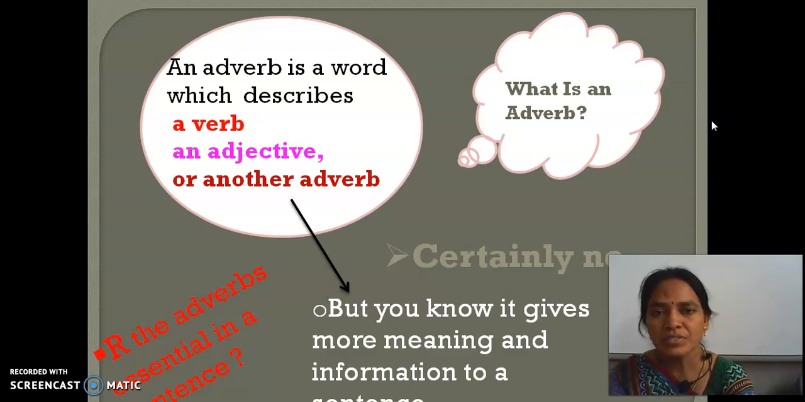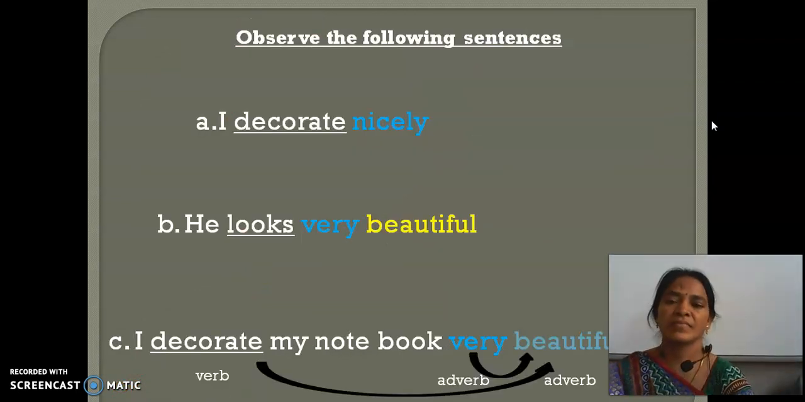Are you ready with the notes? Classworks? We'll be going now for the exercise. Observe the following sentences. What do you see in the first sentence? I decorate nicely. And I have told you that at the end of this session, you will be able to find or identify an adverb in your sentence. And that is what I am going to tell you, how to identify your adverb in a sentence.